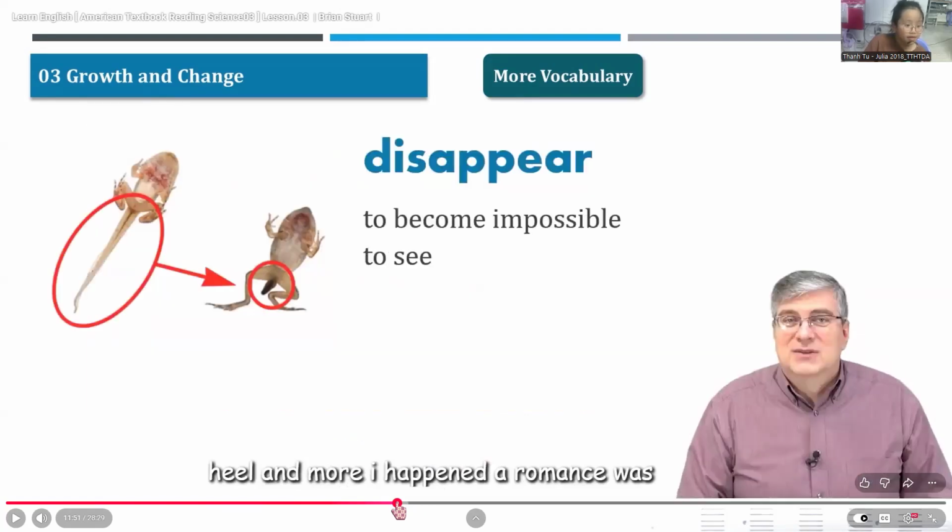But what's one more word? Disappear. Disappear means to become impossible to see. Like it's gone. For example, look at these braces. Now close your eyes. It's gone. Don't ask me for anything.